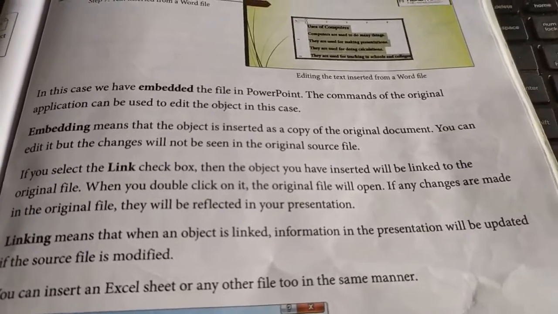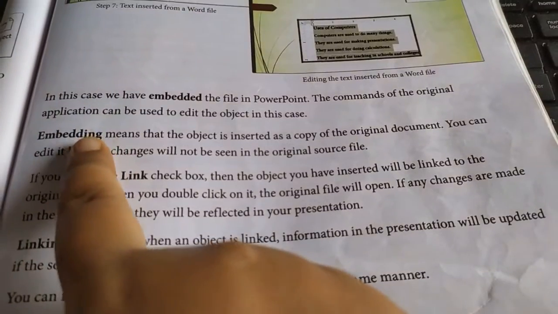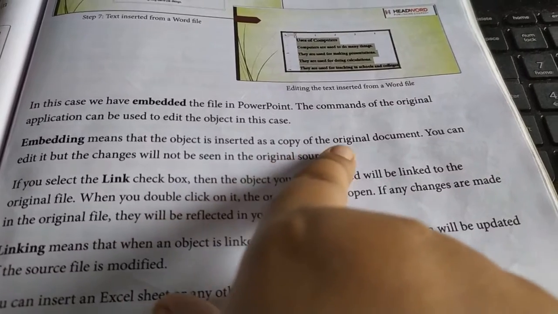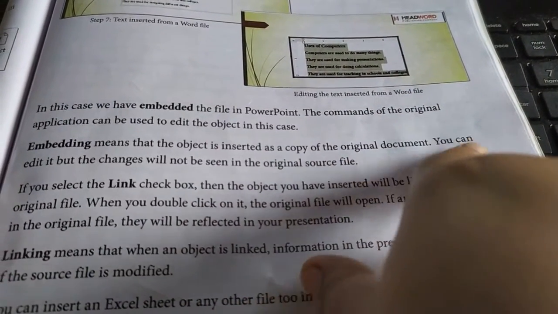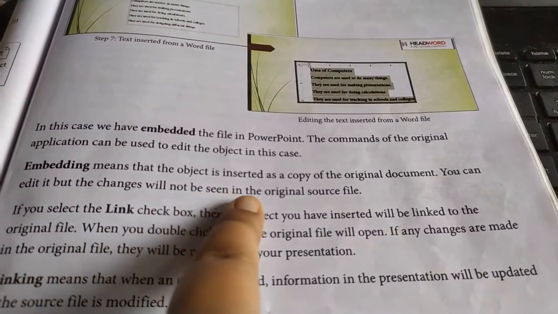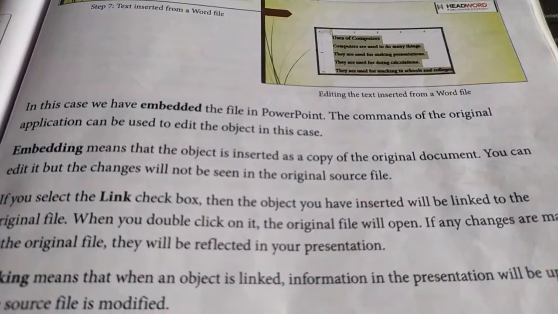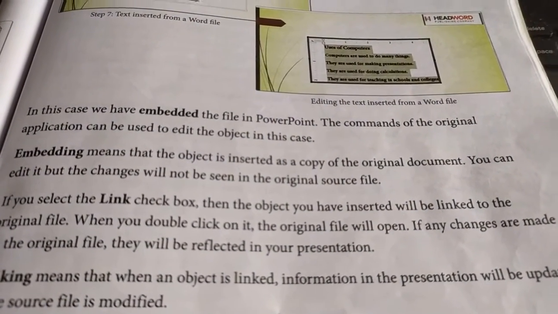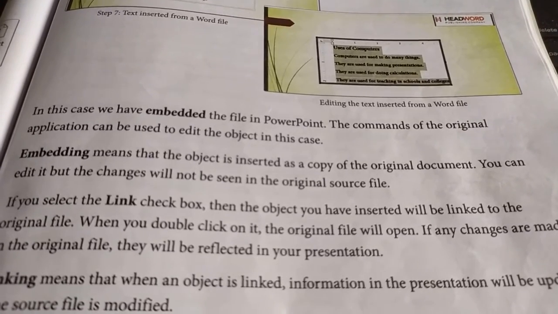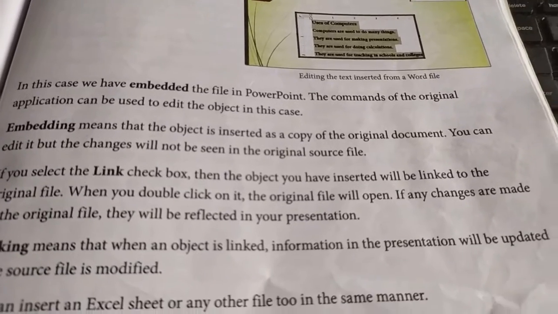Next, two important things in PowerPoint: embedding and linking. Embedding means that the object is inserted as a copy of the original document. You can edit it, but the changes will not be seen in the original source file. That means whenever you are embedding any object, the copy of the original document will be inserted. But if we edit the copy, the changes will not be shown in the original source file.